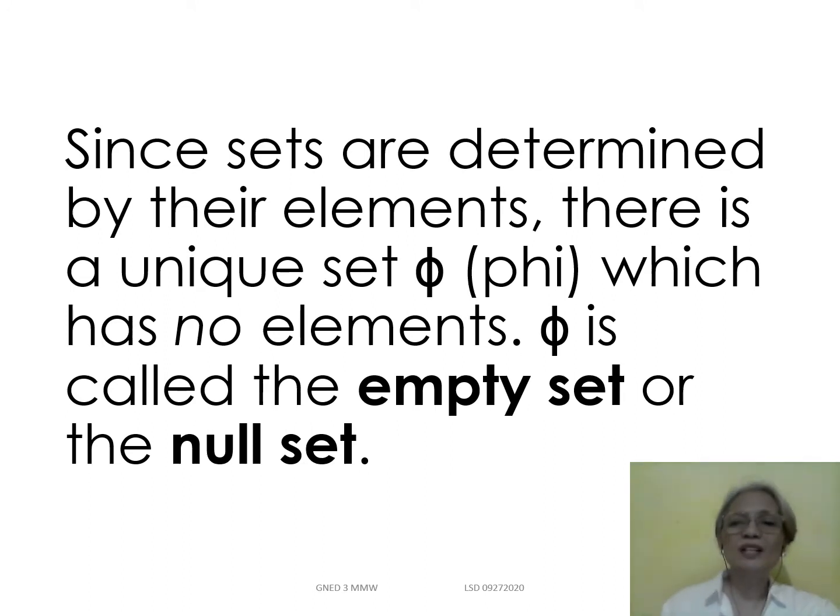Okay, now since sets are determined by their elements, there is a unique set which we call by this symbol phi, which has no elements. And therefore, this set is what we call the empty set or the null set.